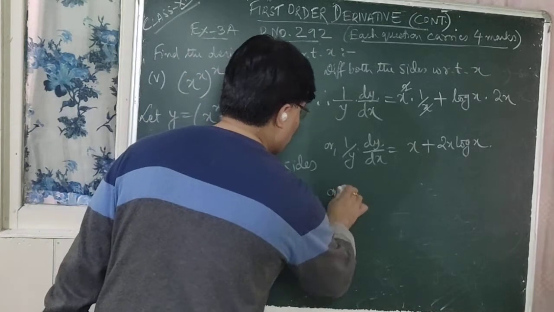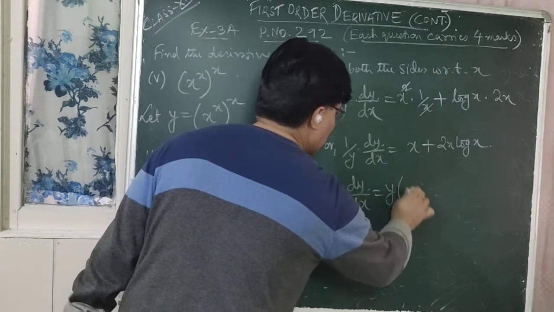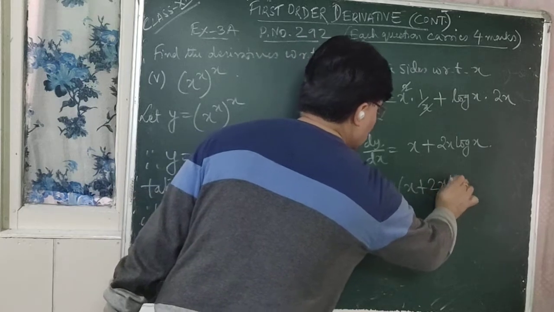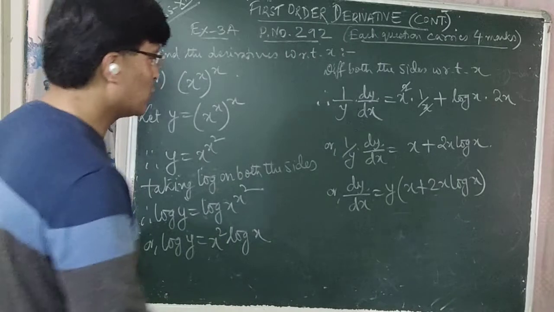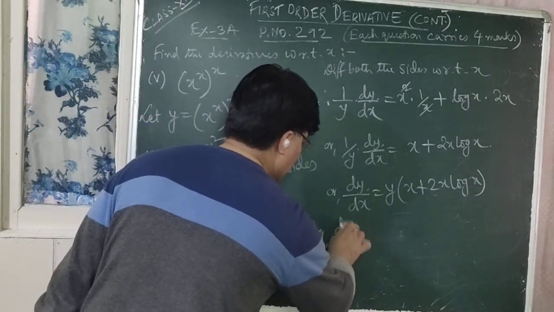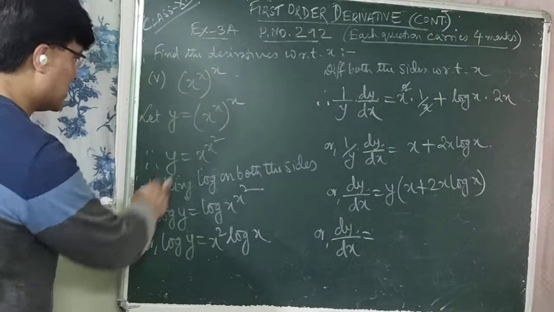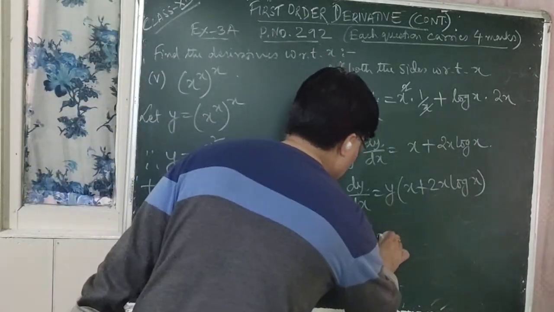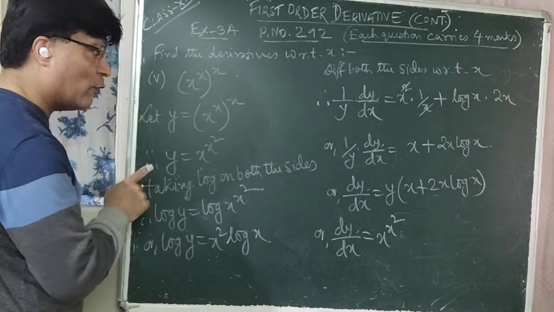So now you can cross multiply. So dy by dx is equal to y within bracket x plus 2x log x. Now put the value for y. So what is the value for y here? It is x to the power x square, right? That is the value for y.